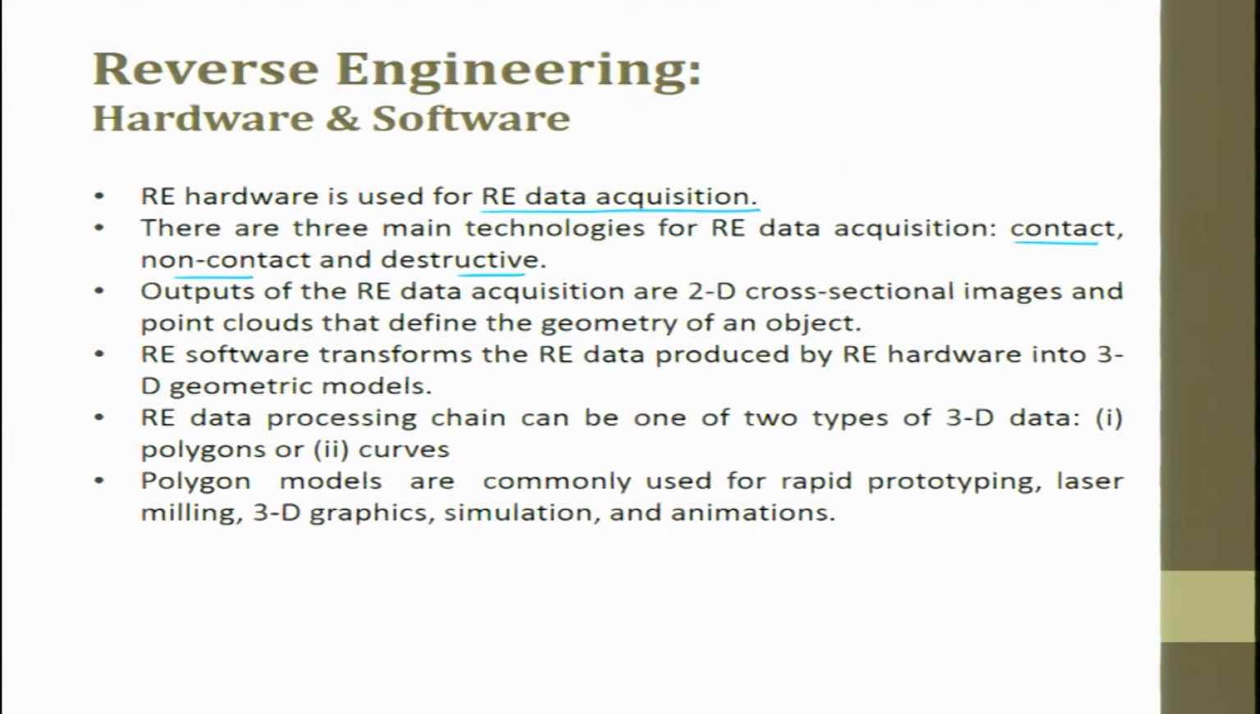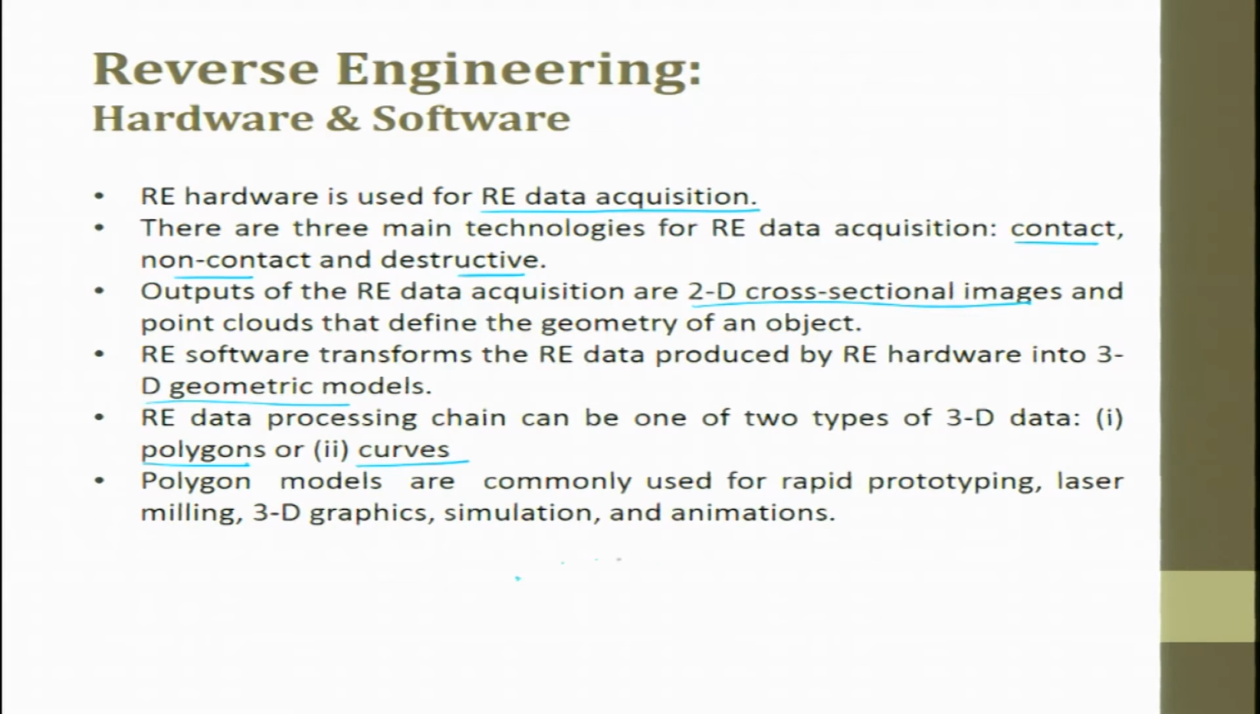The output of the RE data acquired is a 2D cross-sectional image and a point cloud that defines the geometry of an object. RE software transforms the RE data produced by RE hardware into a 3D geometry. The processed RE data can be one of two types of 3D data. It can be polygon data or it can be curves.